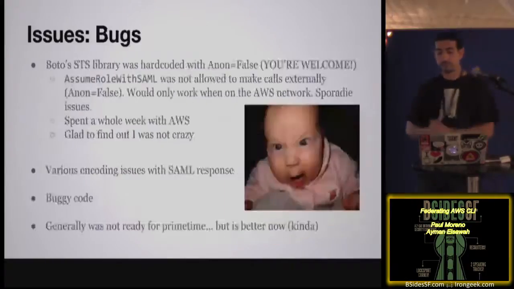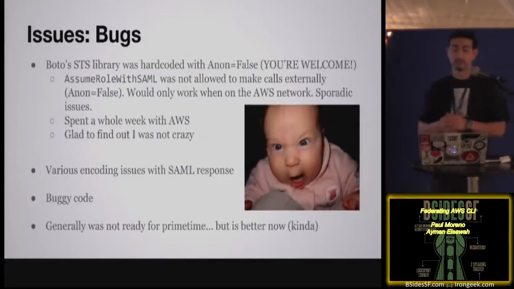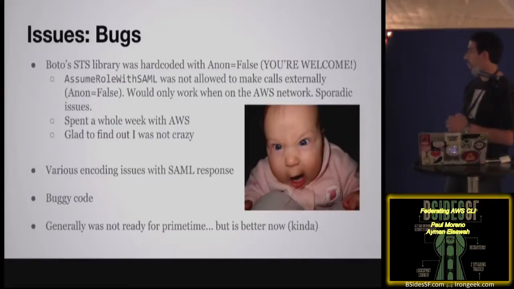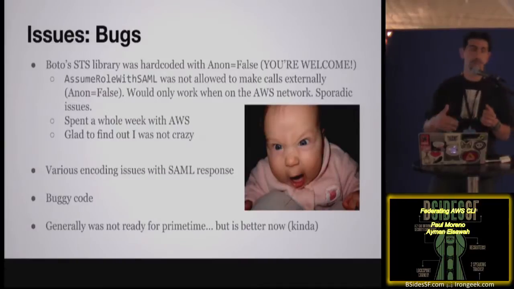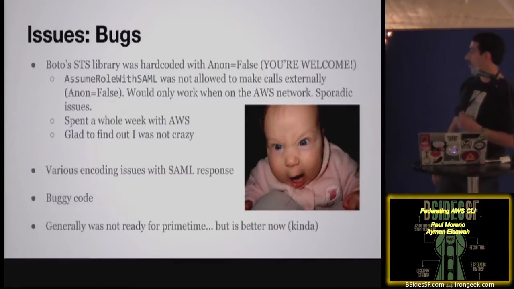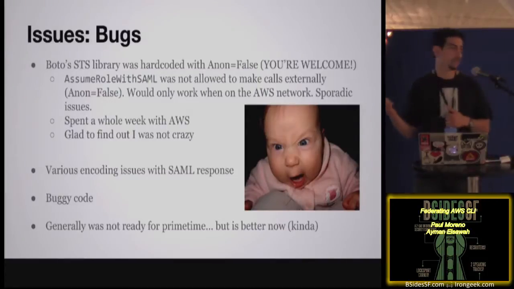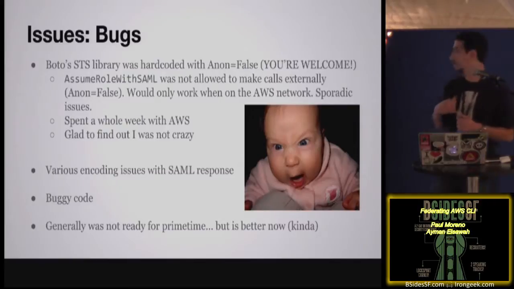But more importantly, and this was me for literally a week or 2, Boto's library was hard-coded with something called anon equals false. Anon is a parameter for an anonymous connection. If anon is false, that means you're coming in from inside the AWS infrastructure. If anon is true, that means you're coming in externally. And assume role with SAML was not allowed to make calls externally, but I didn't know that.